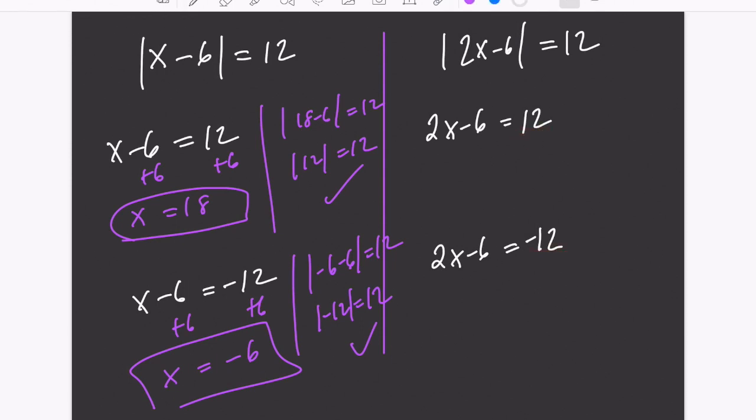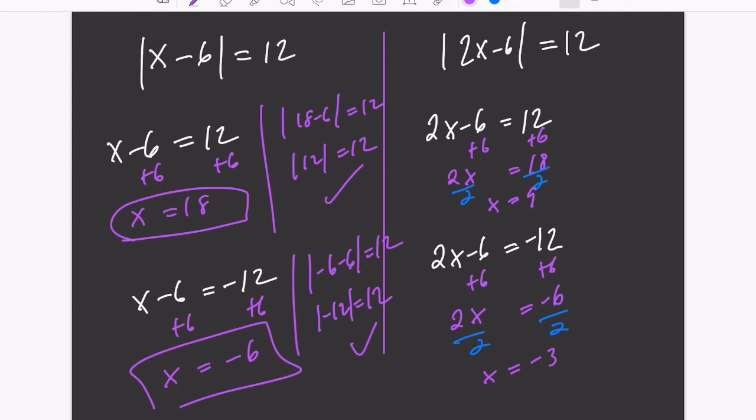So now let's solve those two separate equations. Plus 6, 2x equals 18. Okay, but I don't want 2x, I just want x. I'm going to divide by 2, and I get x equals 9. So let's just solve the other one too, and then we'll go back and check them both. Same idea here. I'm going to say plus 6. So I get 2x equals negative 6, and then I'm going to divide by 2, and I get x equals negative 3.